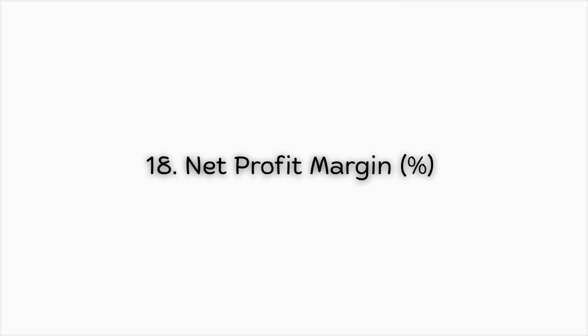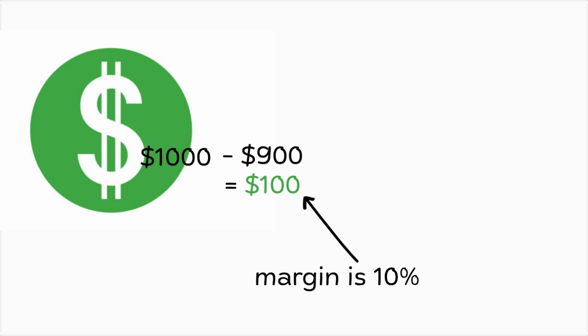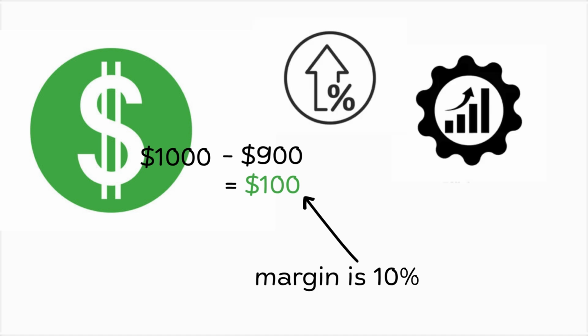18. Net profit margin. Tells you how much profit you keep per dollar of sales. If you earn $1,000, spend $900, and keep $100, your margin equals 10%. And remember, higher margin equals more efficient business.